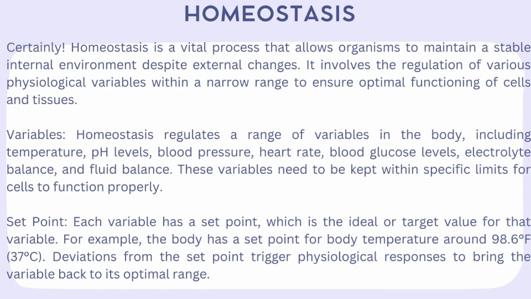These variables need to be kept within specific limits for cells to function properly. Second, set point. Each variable has a set point, which is the ideal or target value for that variable. For example, the body has a set point for body temperature around 98.6 degrees Fahrenheit, 37 degrees Celsius. Deviations from the set point trigger physiological responses to bring the variable back to its optimal range.